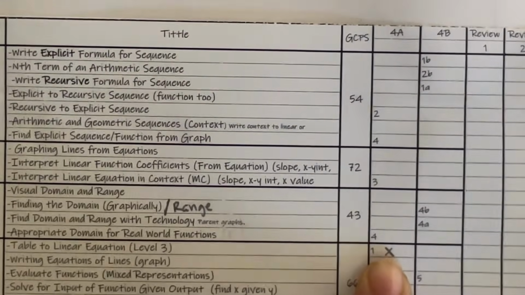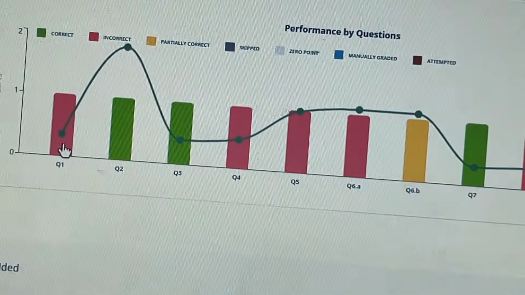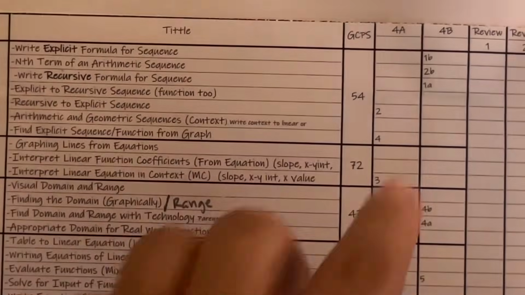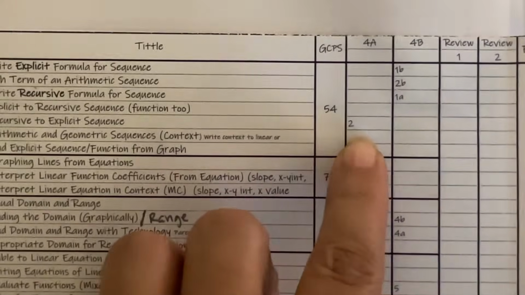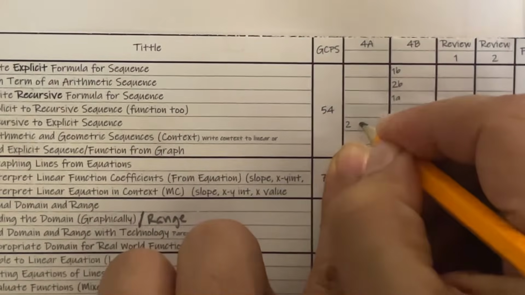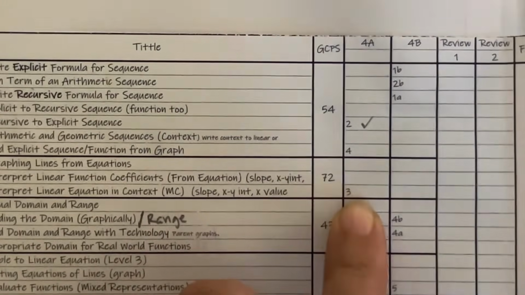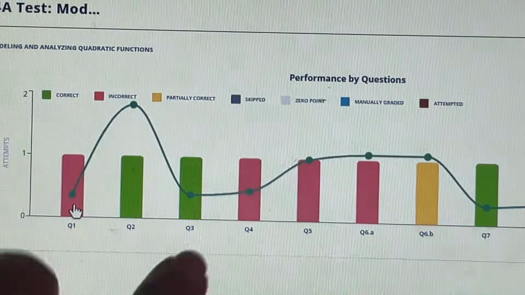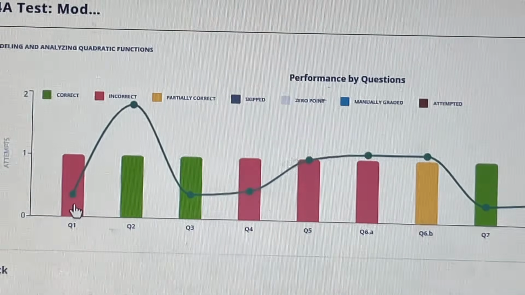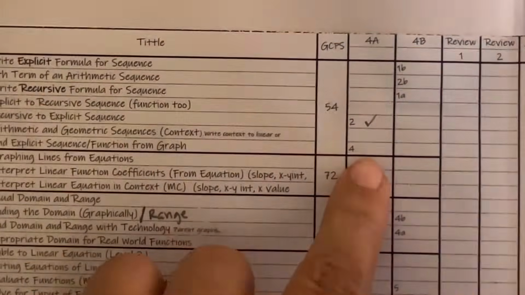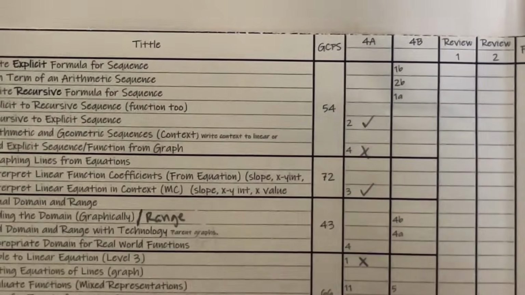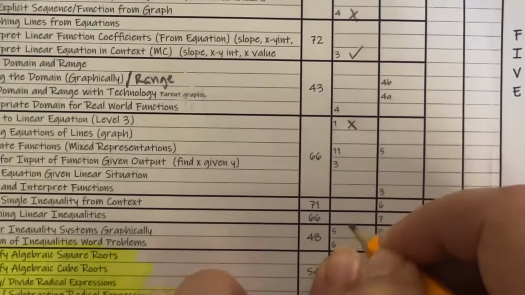And I'm going to repeat this process for all the questions. I can see I got question 2 and 3 right. So I'm going to go again in 4A, looking for question 2 right there. I got that right. Question 3 right there. I got that right. Okay. And I'm going to keep repeating this process all the way through. So I got question 4 and 5 wrong. So question 4 was wrong. Question 5 was wrong. So just keep going.